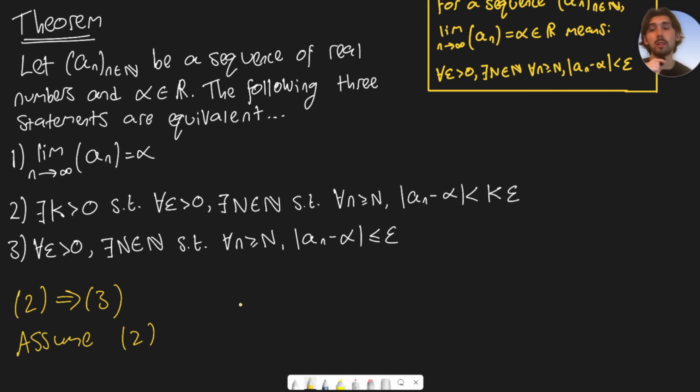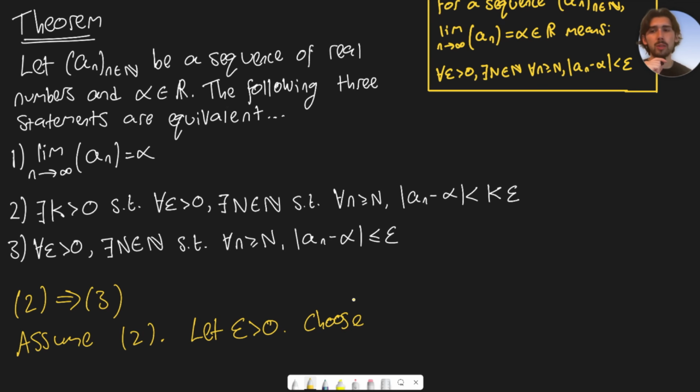So we're assuming that there does exist some k greater than 0, such that for all epsilon greater than 0, etc. Because this is true for all epsilon greater than 0, I'm going to let epsilon be greater than 0. So we're given epsilon, we don't get to choose. But now I will choose a specific value of epsilon for the sake of showing that it implies statement 3.